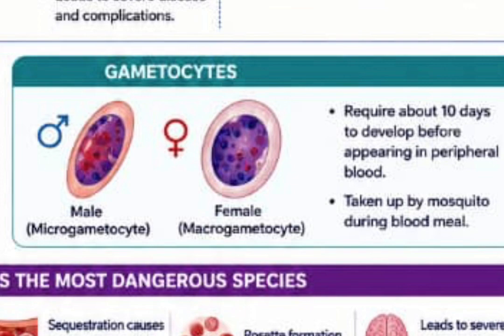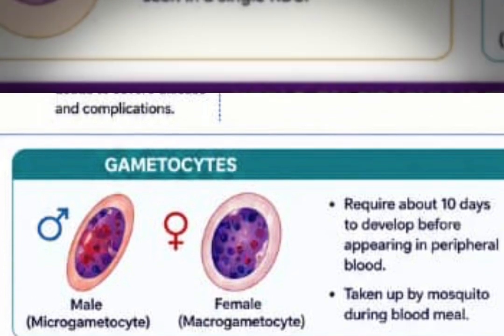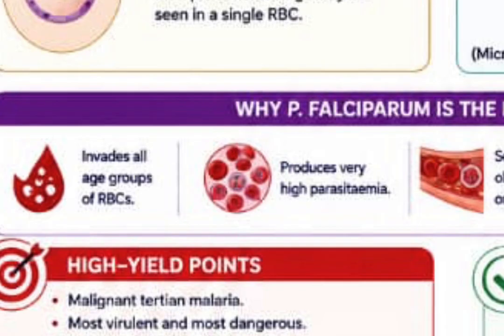gametocyte. So the question here is, why is Plasmodium falciparum very dangerous? It is very dangerous because it affects red blood cells of all ages, it is highly parasitemic, and it also causes destruction of red blood cells by breaking them down and causing obstruction in smaller vessels.